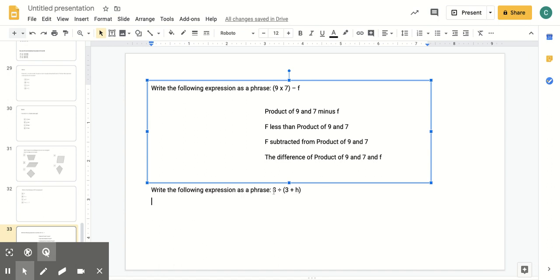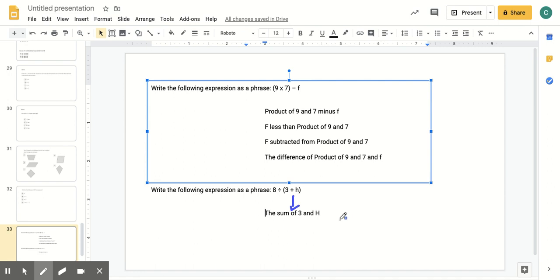Just like in the example above, I need to look at the expression and decide what grouping word I need. Because addition is in parentheses, I need to use the word sum in my sentence describing the expression. So the sum of 3 and h, or the sum of h and 3, needs to be in your sentence. Then we have some creative options about how to incorporate the division, with the dividend as 8 and the divisor as the sum, to write this expression as a sentence.